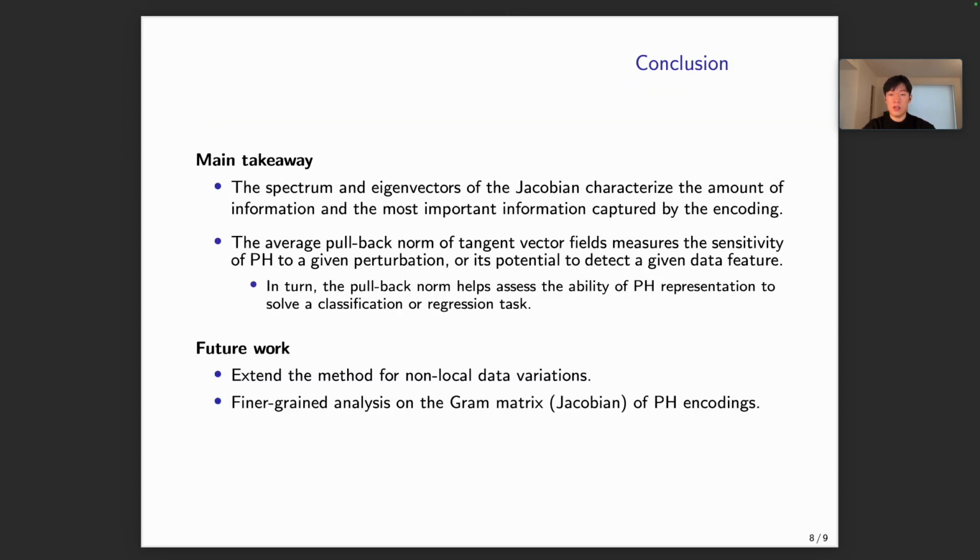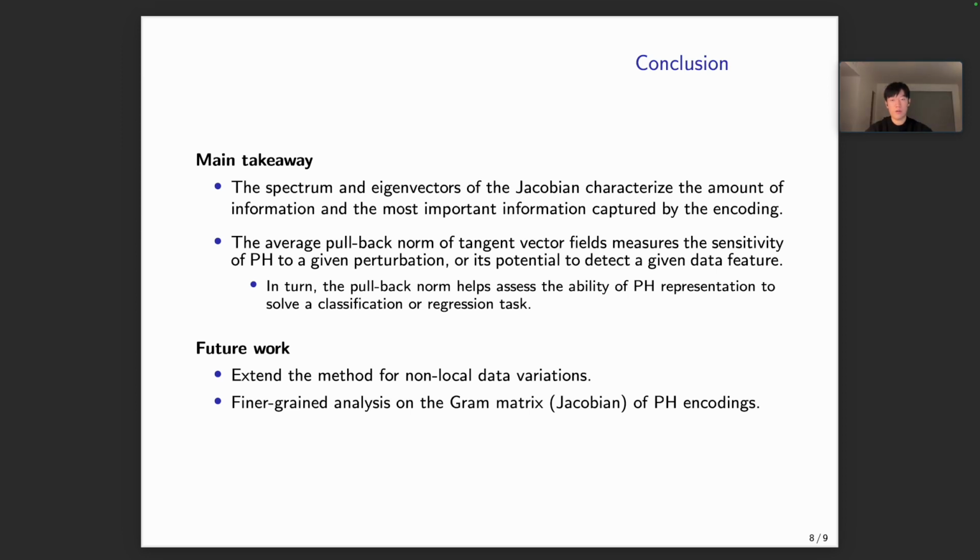In conclusion, the spectrum and eigenvectors of the Jacobian would characterize the amount of data variation and the most important data variation that are captured by the encoding, and meanwhile, the average pullback norm of tangent vector fields would measure the ability of the PH encoding to capture a given perturbation or a given data feature. And in turn, this quantity can help us to assess the ability of the PH representation for a downstream task.